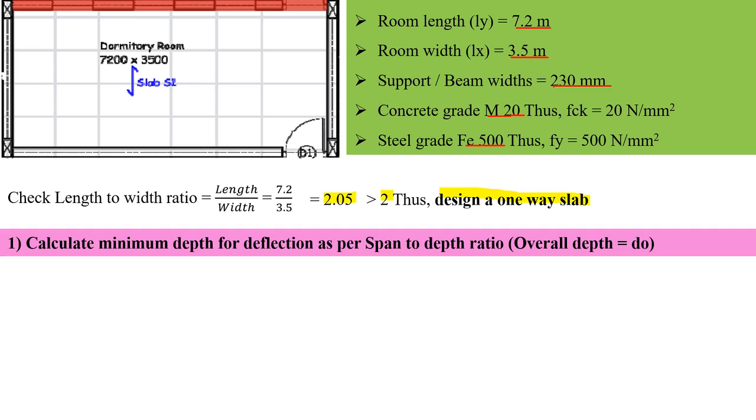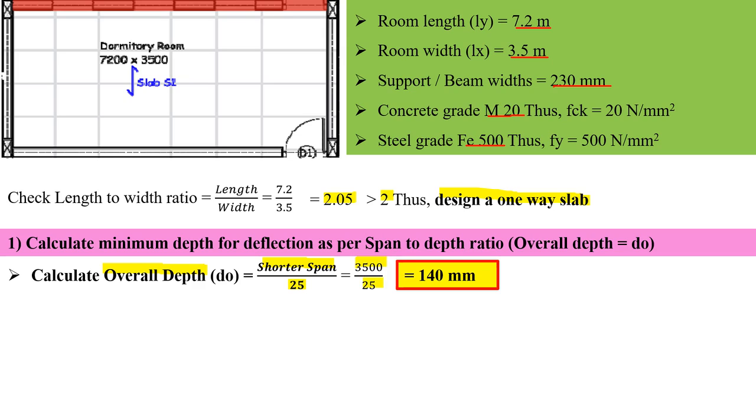The first step is to calculate the minimum depth, that is, calculation of overall depth by deflection method. The formula for calculation of overall depth equals shorter span upon 25. So shorter span is 3500 divided by 25. I'm getting a value of 140 mm.